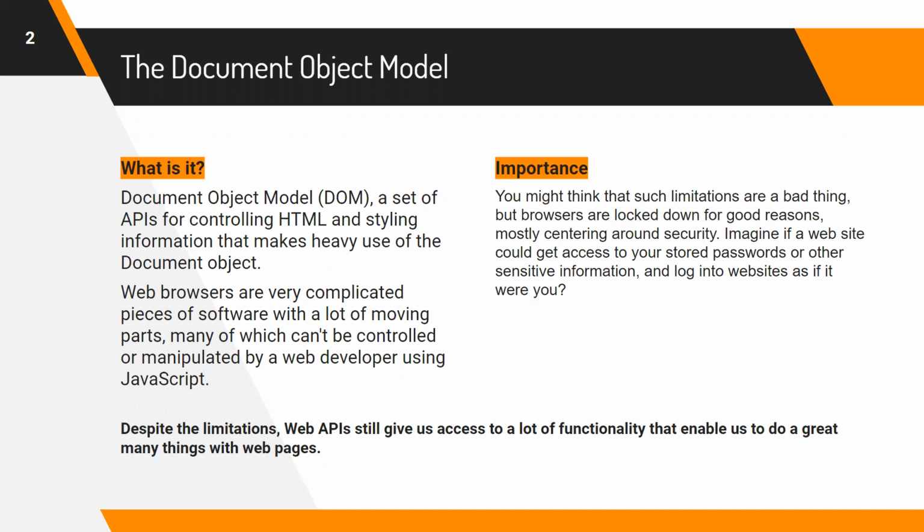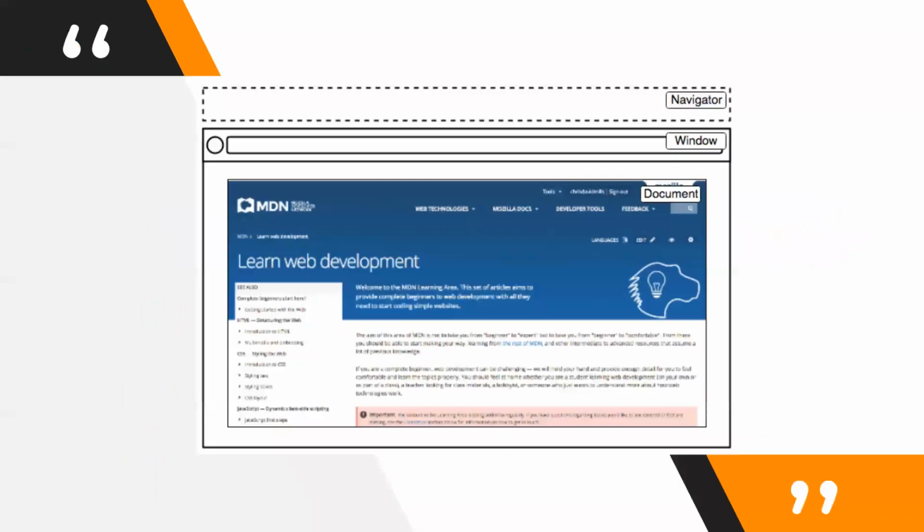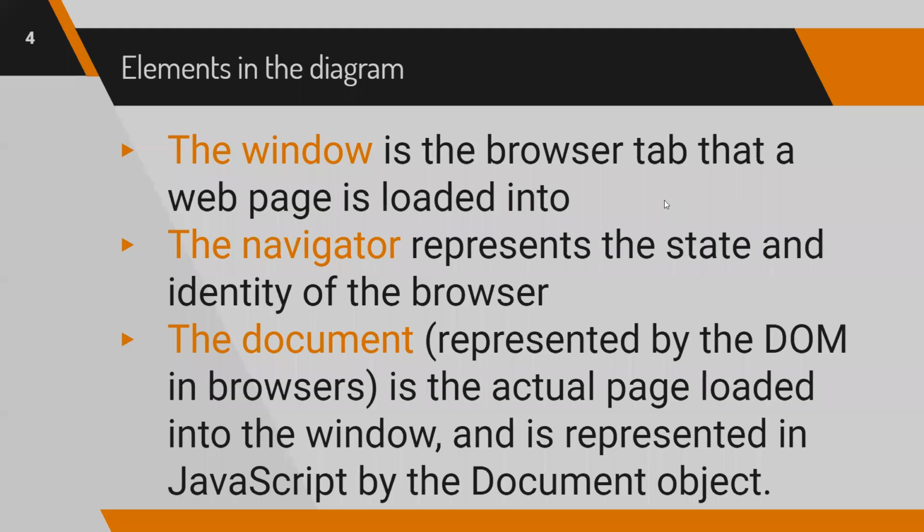And despite the limitations, the web APIs, which is what we use to manipulate the DOM, still give access to a lot of functionality that enable us to do a great many things with web pages. So let's consider this little diagram in here. We have a classic web browser window, and we can see three different elements: the navigator, the window, and the document.